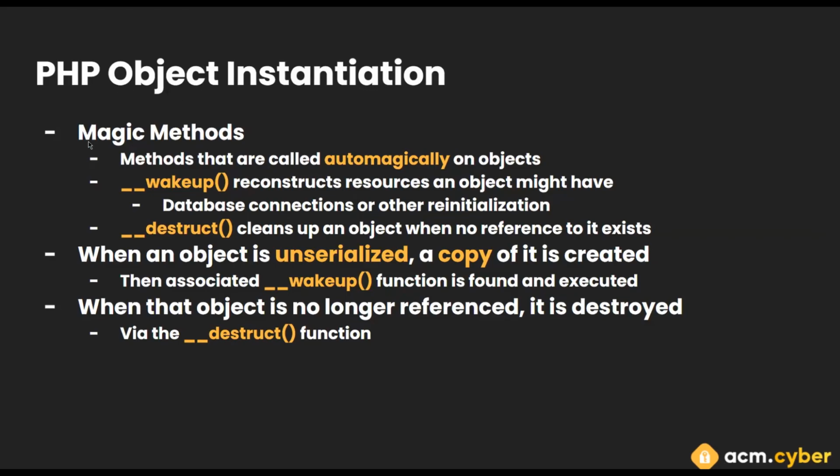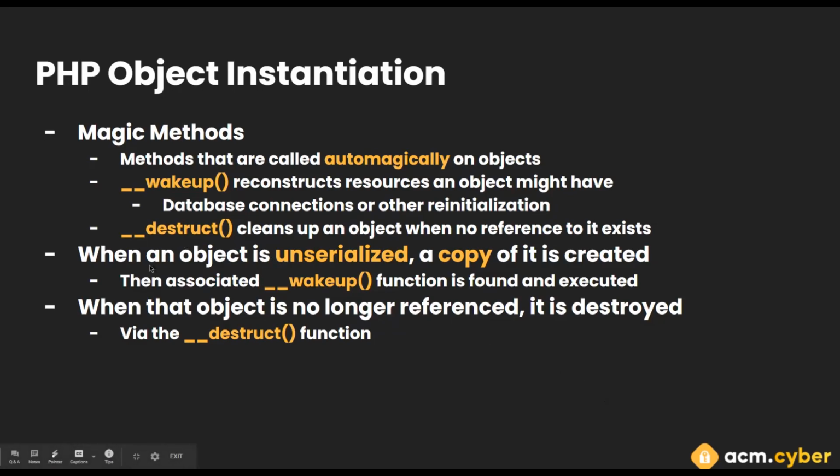So magic methods are methods that are automatically called on PHP objects when they're instantiated and destroyed. The wakeup function reconstructs resources an object might have, think a database connection or anything else it might have at the time it was serialized. And then destruct cleans up an object when there is no reference left that it exists. I don't know if you can explicitly call it, but again, it is automatically called no matter what when no more reference to an object exists.